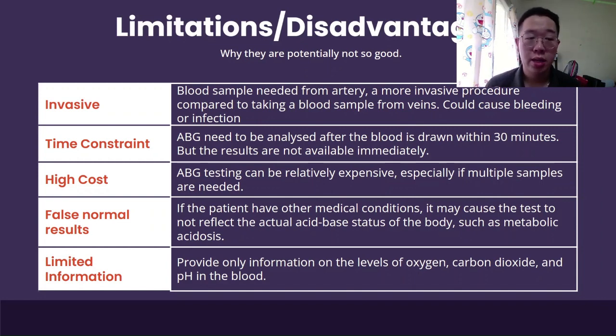Next, we have a higher cost. ABG testing can be relatively expensive, especially if the number of samples required is higher than one. So you need to take a few, which is going to be more expensive than usual. Another disadvantage could be false normal results, where if the patient has other medical conditions that alter the acid-base status of the body, it might not report the correct result, such as if the patient has a metabolic acidosis. And finally, we have limited information from the test, since this ABG test only provides information on the level of oxygen, carbon dioxide, and also pH in the blood.